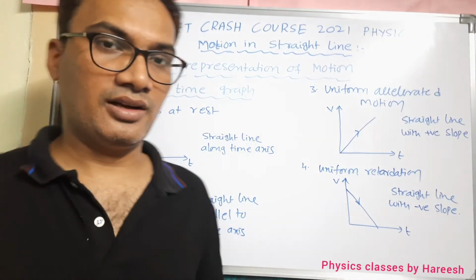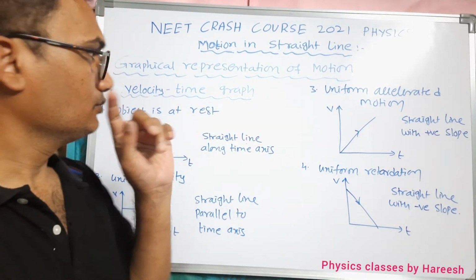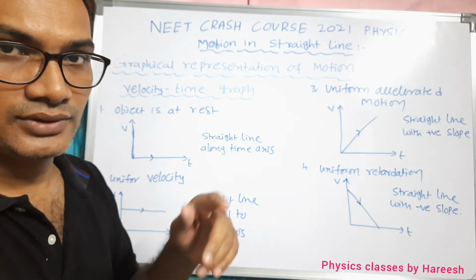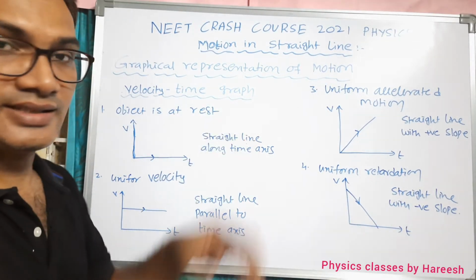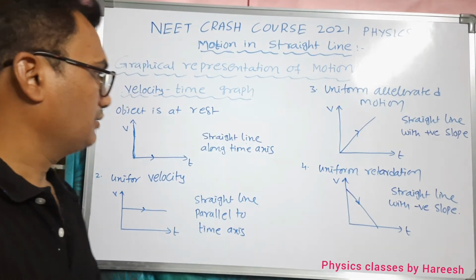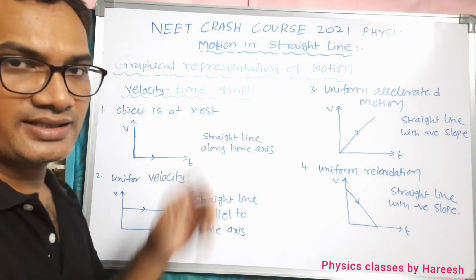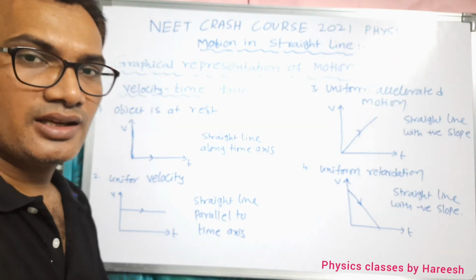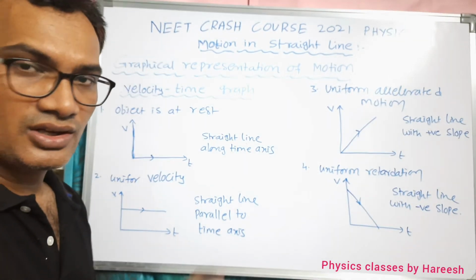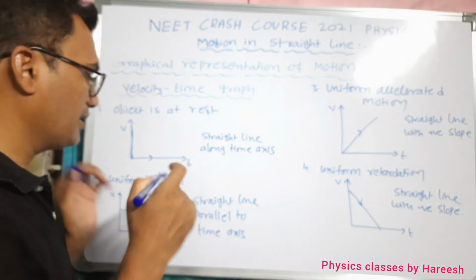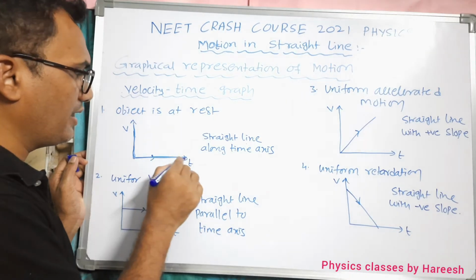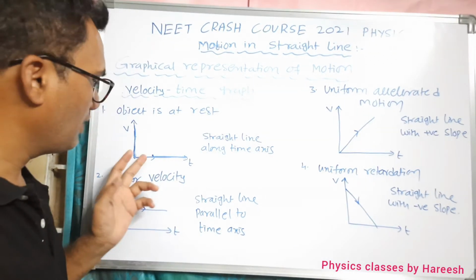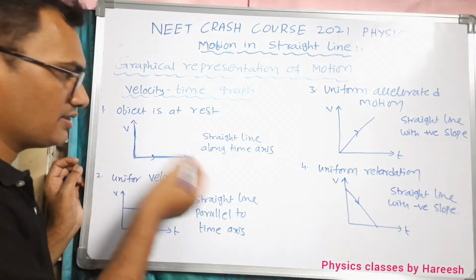So now the graphical representation of motion, the velocity time graph. Earlier we discussed the position time graph, now it is the velocity time graph. Okay, first one, the object is at rest. If the object is at rest, there is no velocity. So it is a straight line along the time axis, right? No velocity, it will be 0 only, always 0.